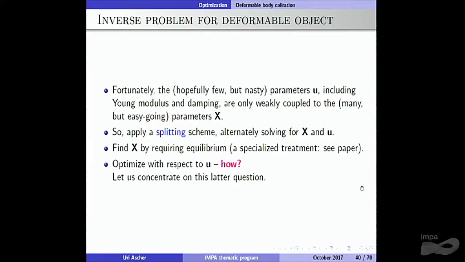So once again, if we go back to the videos that we show, we have a reference system X, and we apply, as I mentioned, a splitting scheme, alternating solving for X and for the Young modulus and the damping parameters. And let's assume that the X is done. The question is, how do you deal with this U? How do you deal with those other parameters?